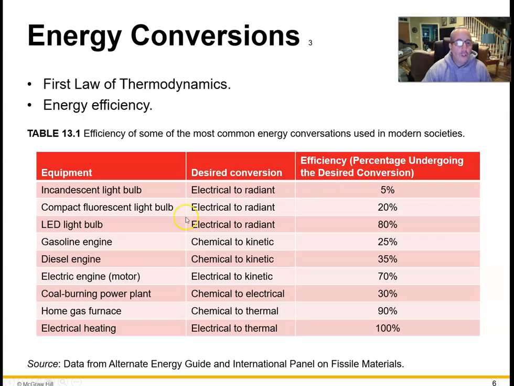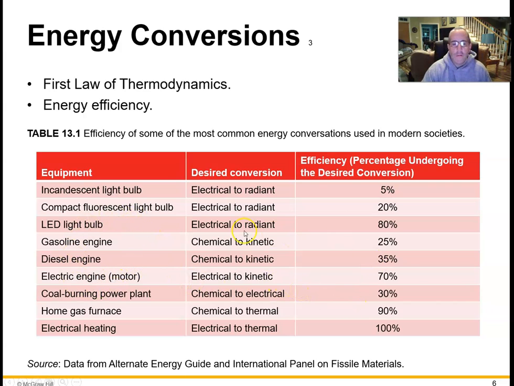But if you look at the efficiency of an LED light bulb right here, you see it's 80%. So you're not wasting near as much energy consumption in this type of light bulb as you do in an incandescent. In addition to that, the LED bulbs last a lot longer. Yes, they're more expensive up front, but they're going to last a lot longer, whereas with an incandescent bulb you're buying more often.